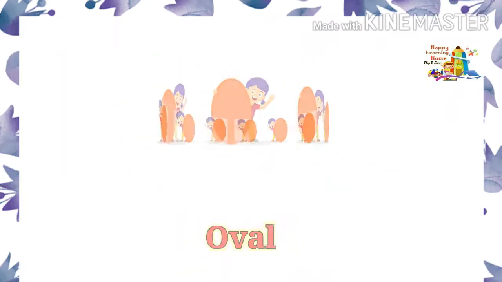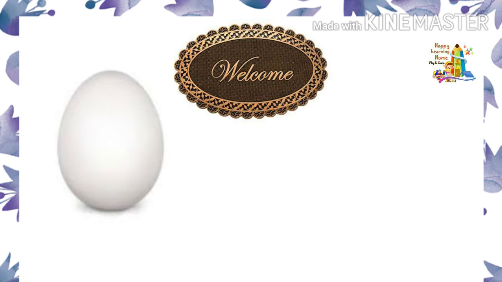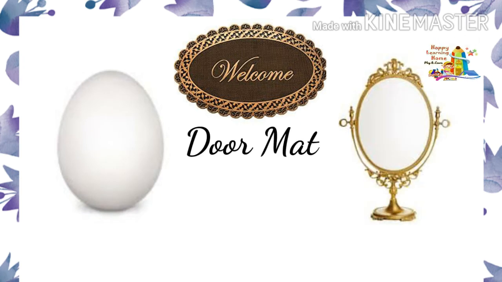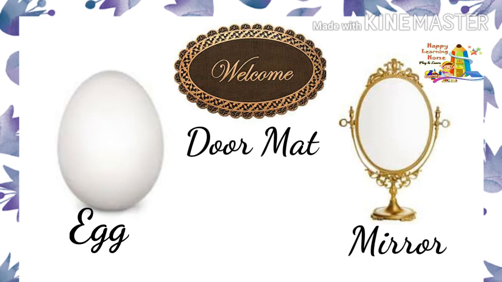This is an oval. O-V-A-L, oval. An oval has 1 curved side and no corners. Look, these objects have the shape of an oval: doormat, egg, mirror.